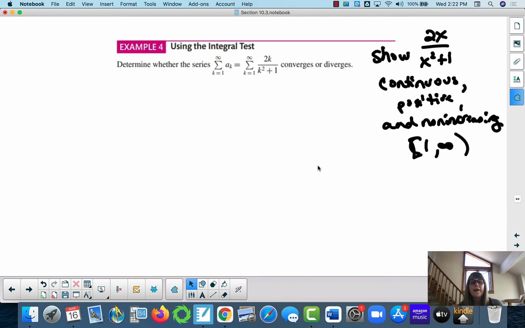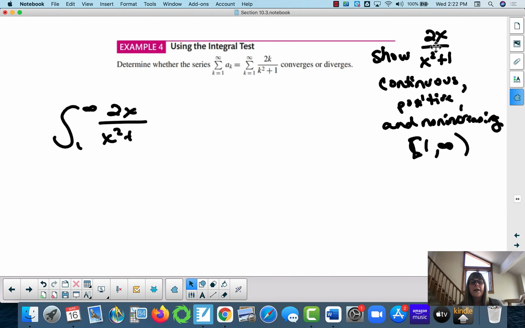So you can do all that. We can see it's continuous because you can plug in any value between 1 and infinity. Same thing for positive. When you plug in any value from 1 to infinity, you get a positive answer. And then for non-increasing, you can show it's a decreasing function because of the derivative, just like we did in the last example. Once you've shown that, you have the conditions to use the integral test.